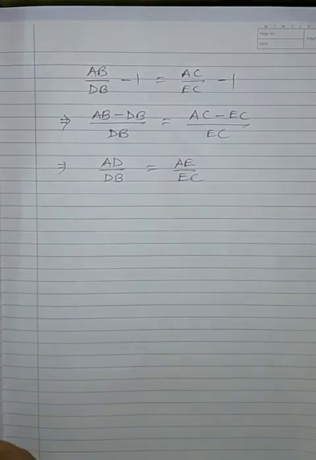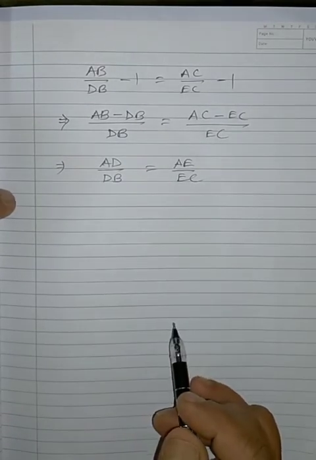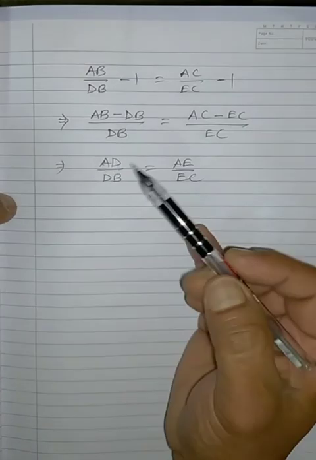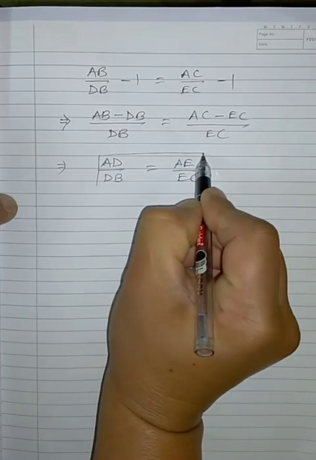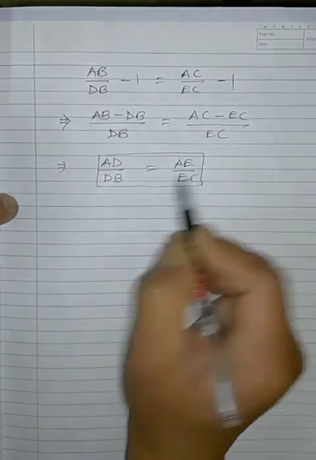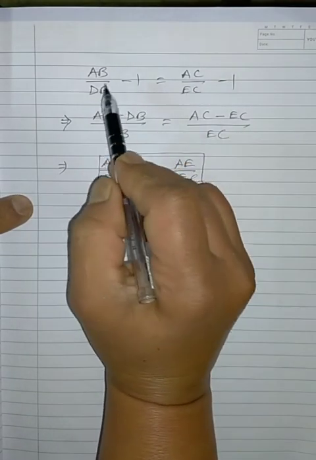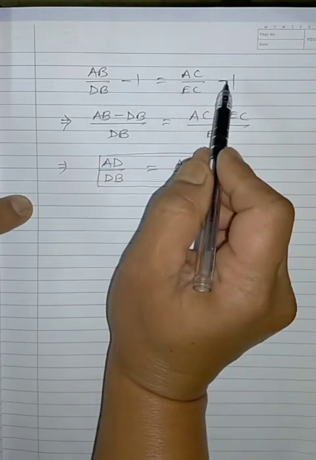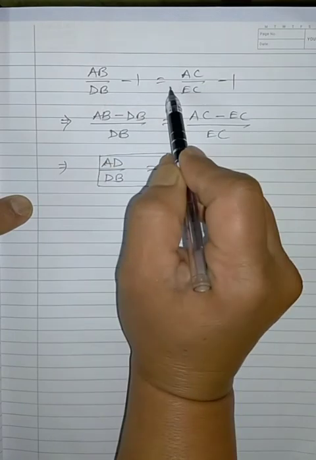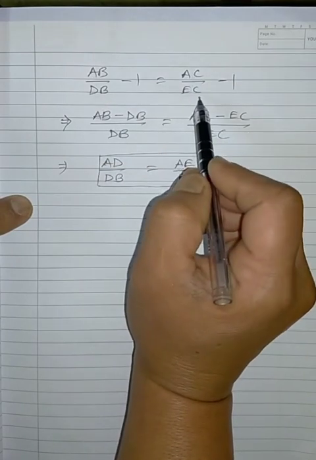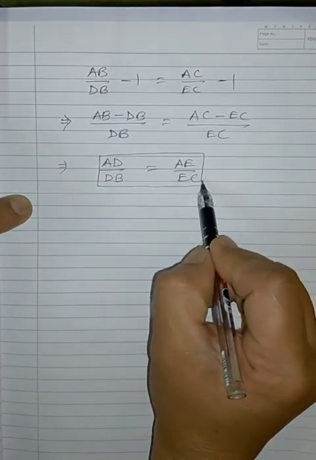This means when we are given the ratio of full side with the part, we can use dividendo to find the ratio of part with the part. Okay, so this way we can use dividendo. In dividendo, either we subtract 1 from both sides or we subtract the ratio from 1. It can also be done as 1 minus AB upon DB is equal to 1 minus AC upon EC as per our need. So we will use this relation in the solution of questions.